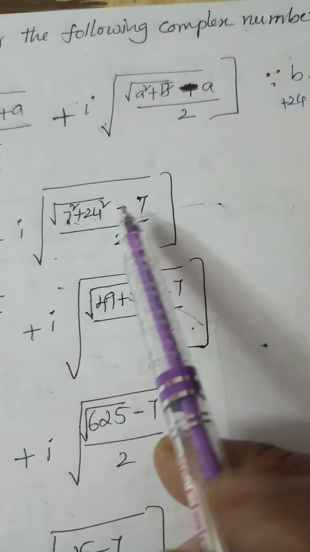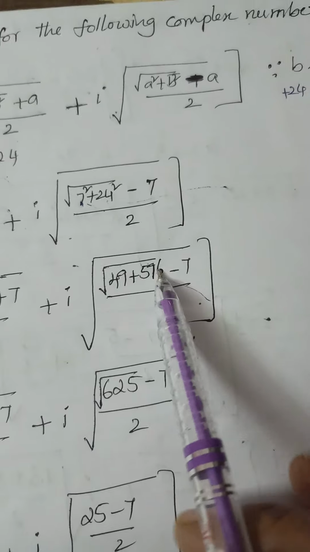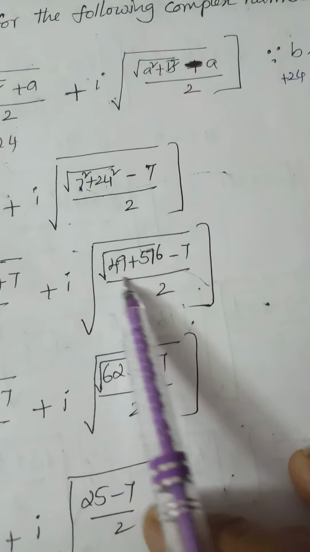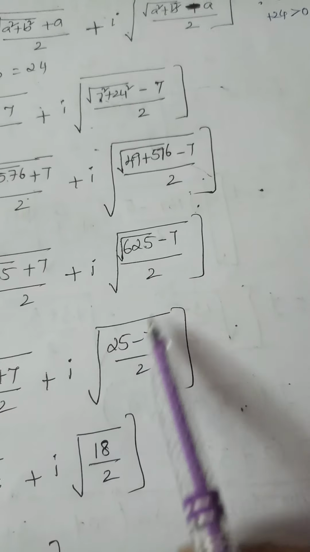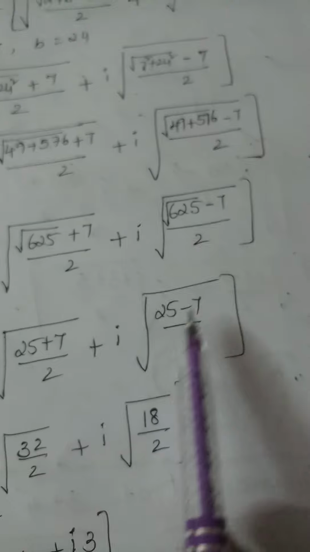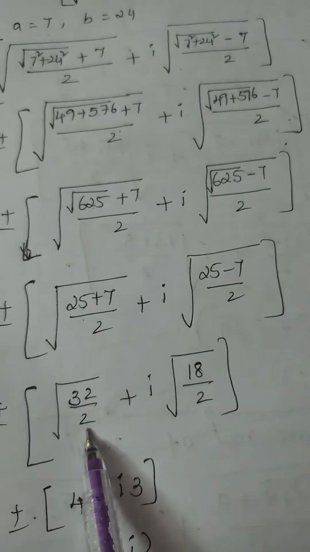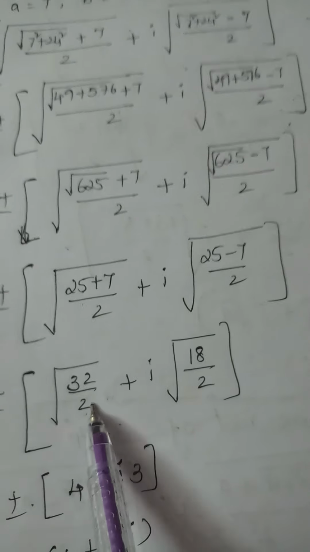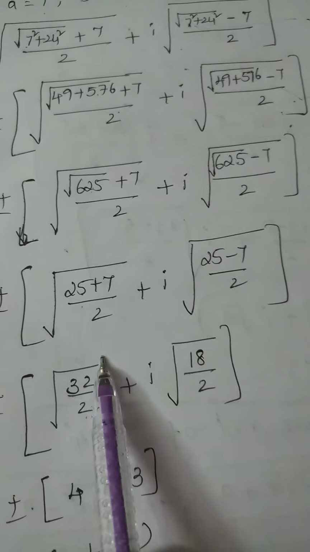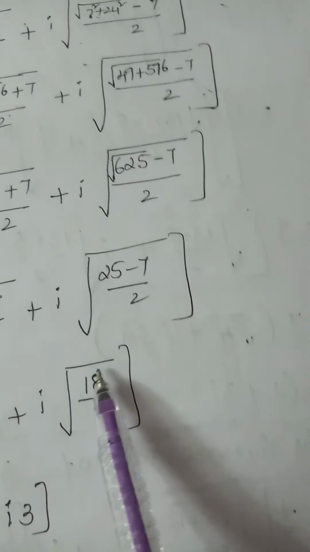Similarly here, 7 7s are 49 plus 24 into 24, 576. If you add 576 plus 49, you will get root 625 and the square root of 625 is 25. So here 25 plus 7 by 2, here 25 minus 7 by 2. 25 plus 7 is 32 by 2, 16 times. And what is the square root of 16? That is 4. Here subtract 7 from 25, it is 18.